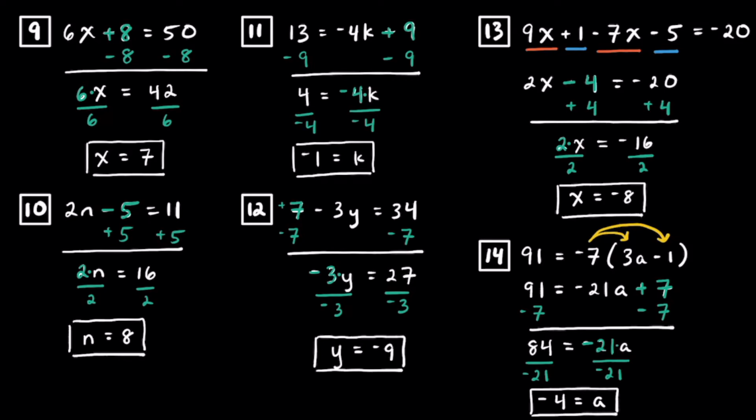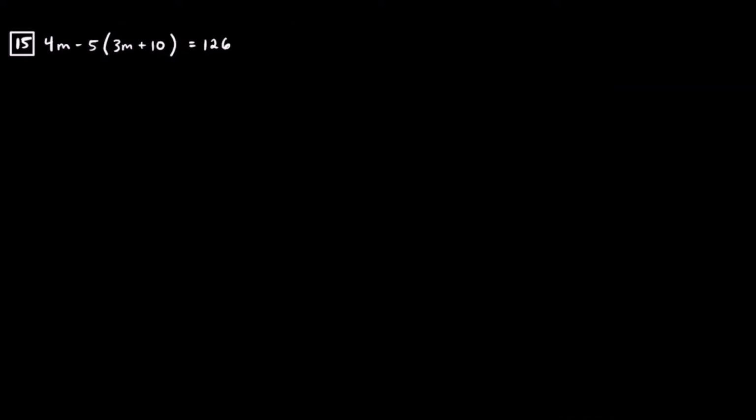Either one is fine. For number 15, we have 4m minus 5 times the quantity of 3m plus 10 is equal to 126. So we have distributive property here, so we're going to start with that, since multiplication comes before combining like terms, which is addition and subtraction. So we have this 4m in front, and then a negative 5 times a positive 3 is going to be negative 15m.